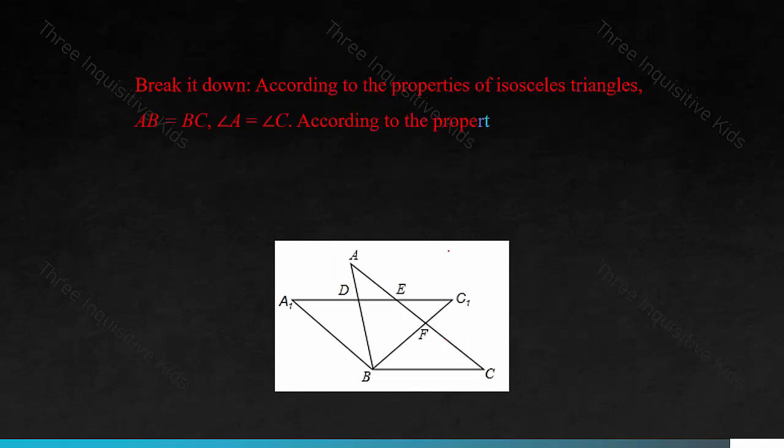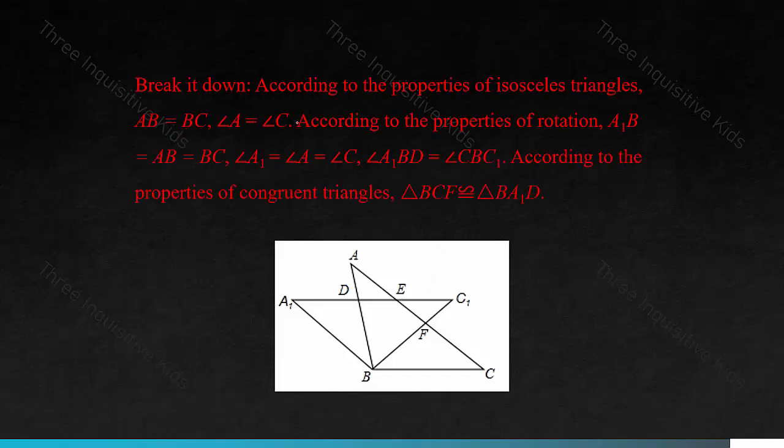According to the properties of isosceles triangles, AB equals BC, angle A equals angle C, and according to the properties of rotation, A1B equals AB equals BC, angle A1 equals angle A, which equals angle C. Angle A1BD is equal to CBC1. According to the properties of congruent triangles, triangle BCF is congruent to triangle BA1D.